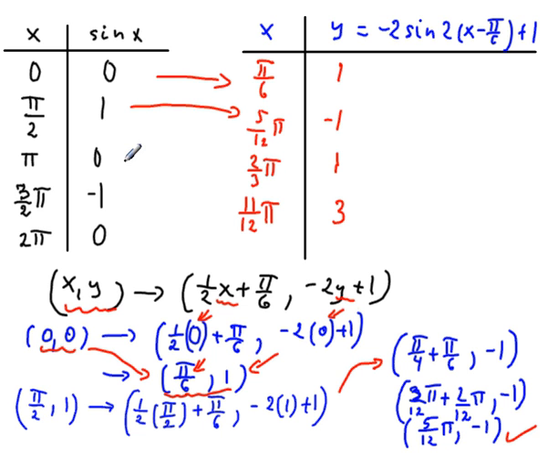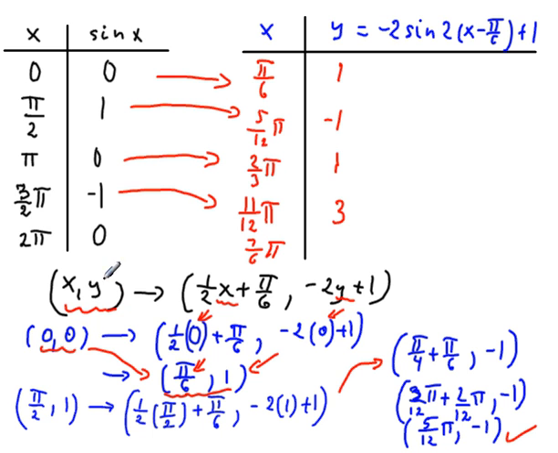And then you can do the transformation for this point, for the next one, and the last one, 2 pi. So 2 pi replaced here will give me 2 pi divided by 2 is 1 pi plus pi over 6. So this is 7 over 6 pi. How do you know that? Because 1 pi is 6 over 6 plus 1 over 6 gives you that.